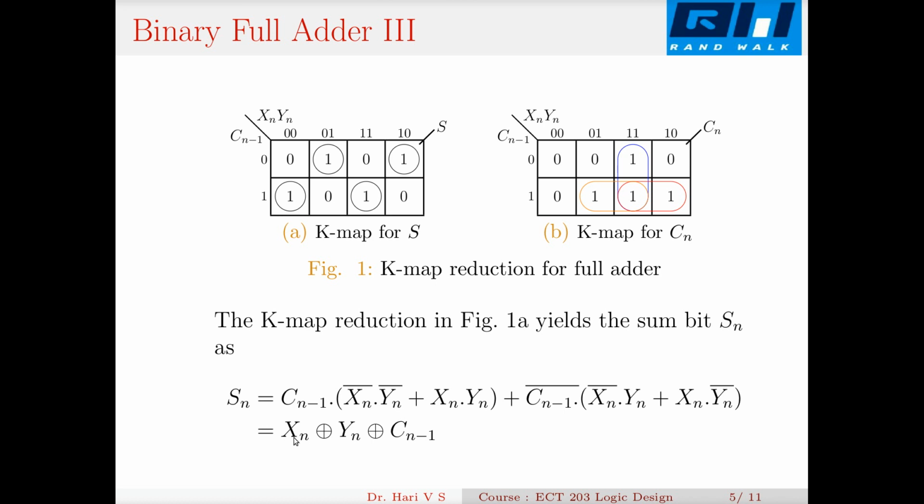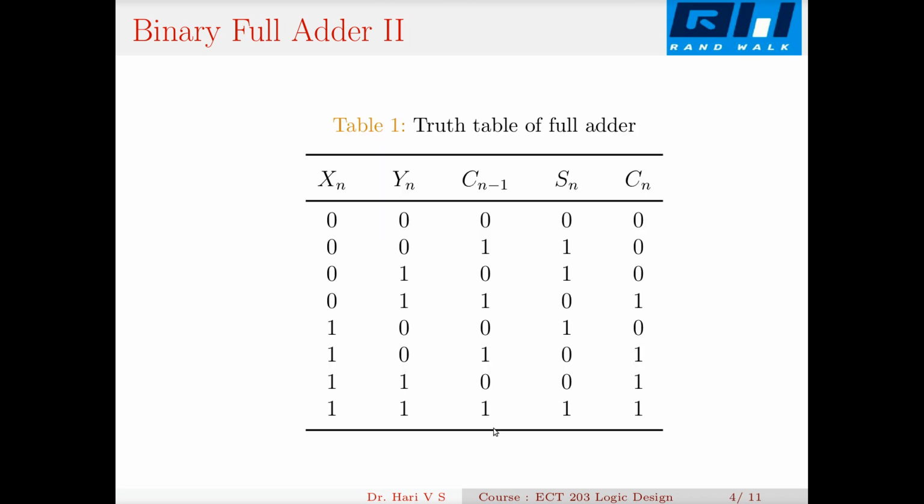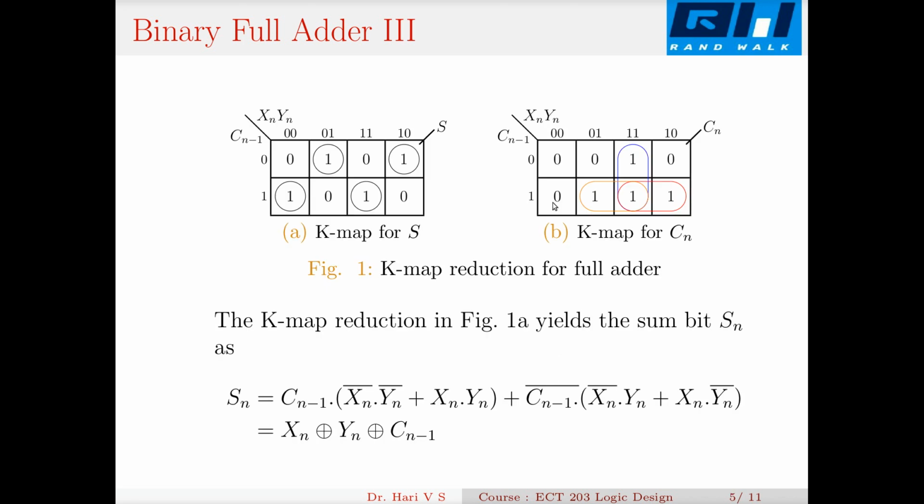Now let us look at the carry. A 3-input xor realizes xn, yn and cn minus 1, and that realizes the sum part. Now there is the carry output part, which is 0 0 0 1 0 1 1 1.